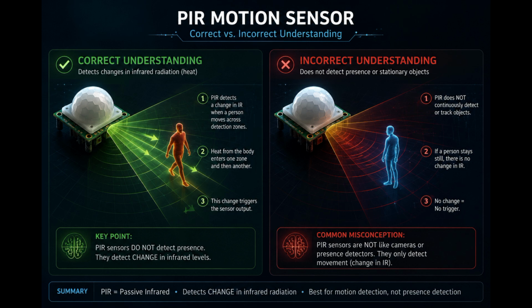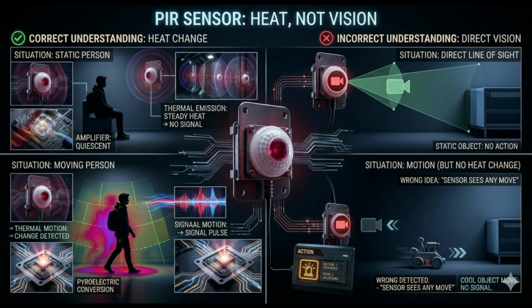Here's something many beginners misunderstand. A PIR sensor usually does not detect stationary objects very well. Instead, it detects changes in infrared radiation. That means motion is important. When a warm human body moves across the sensor's detection zones, the infrared pattern changes, and the PIR sensor reacts to that change. That is why standing completely still may not trigger some PIR sensors effectively.